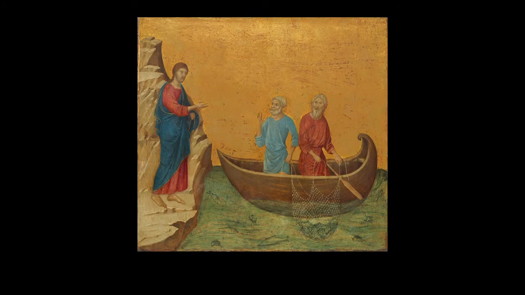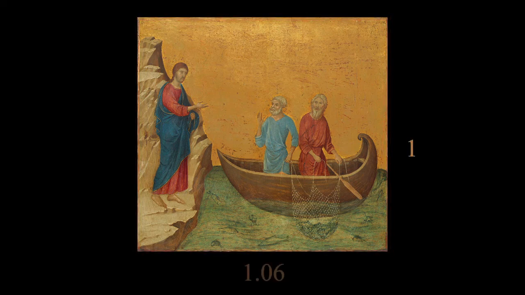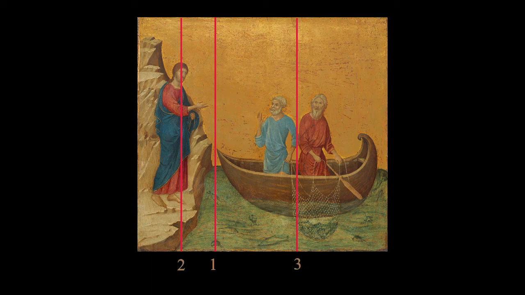The Calling of the Apostles Peter and Andrew by Duccio Buoninsegna is nearly square in its format, with a proportional ratio of 1 to 1.06, providing the artist with a very unified picture plane on which to paint. The proportional divisions of space within the image, horizontally and vertically, are indicated by red and blue lines. The vertical red lines, 1 through 3, show horizontal divisions of space, with 1 being the major division, and 2 and 3 are subdivisions left and right of the first division.